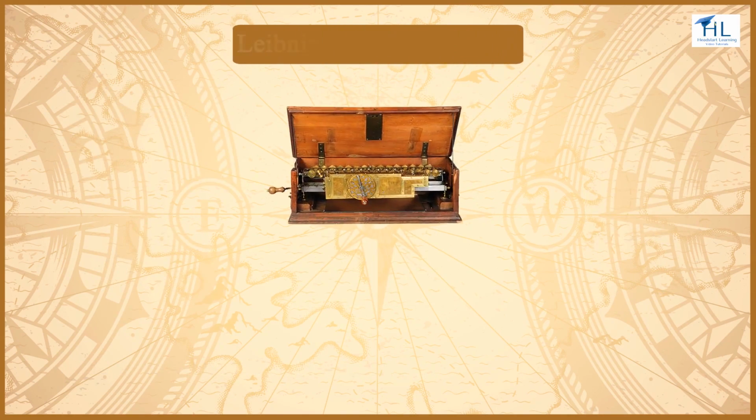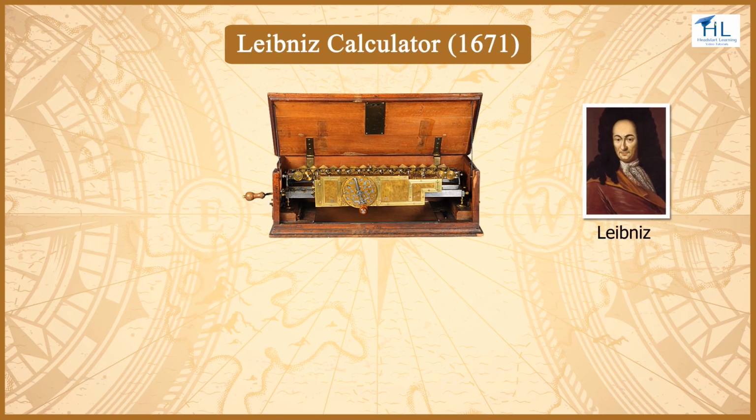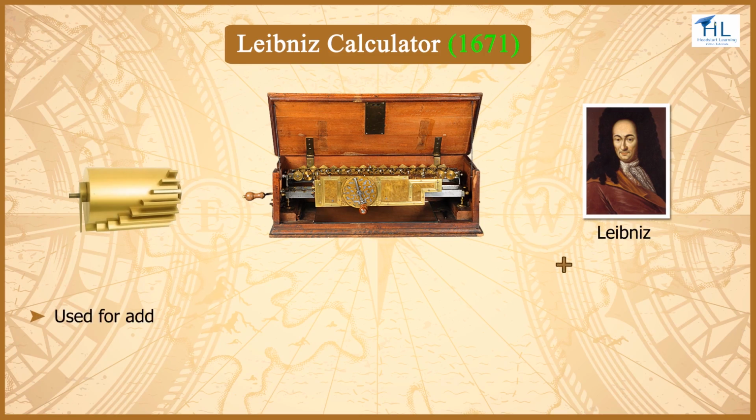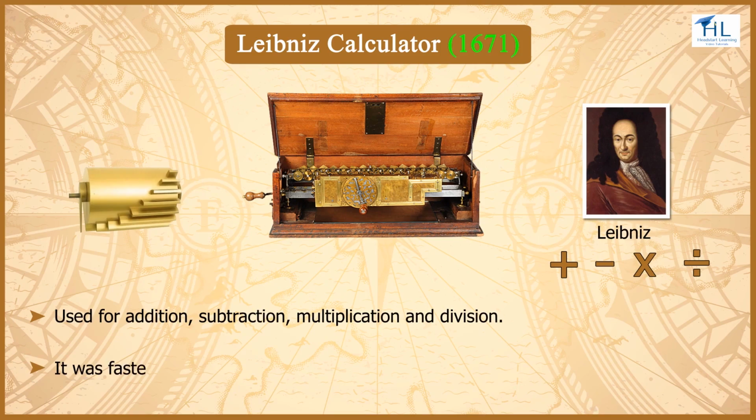The next calculating device was invented by Leibniz in 1671, named as Leibniz Calculator. A Leibniz wheel or stepped drum is a cylinder with a set of teeth of incremental lengths, which, when coupled to a counting wheel, can be used in the calculating engine of a class of mechanical calculators. This calculator was used for addition, subtraction, multiplication, and division. It was faster and less time-consuming than Pascaline.